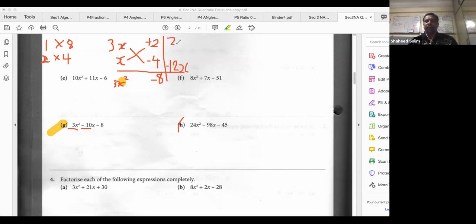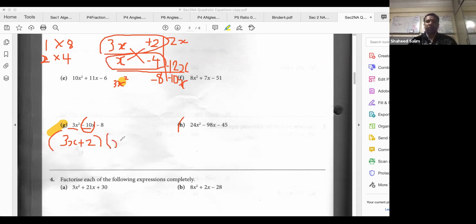X times 2, 2x plus. You see, owe $12, have $2, you still owe $10. Which is actually the center unit. Then you circle this. Your factorization is 3x plus 2 and next one, x minus 4. Okay, x minus 4. This is your factorized version.